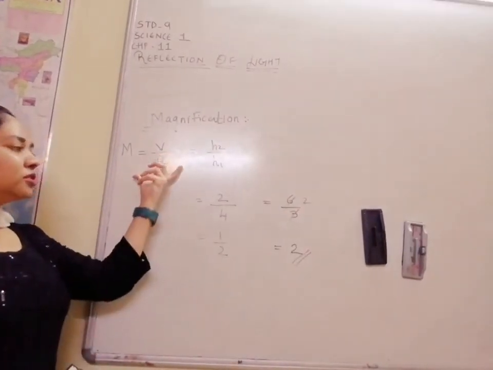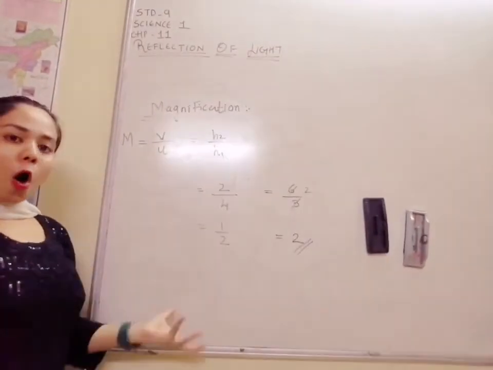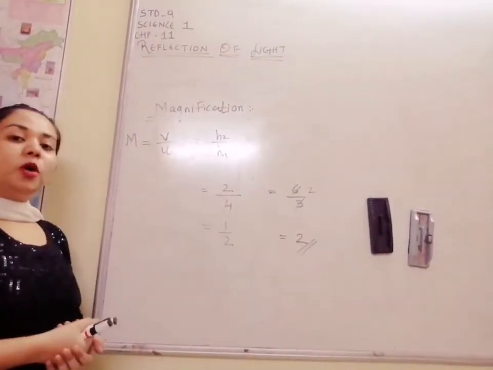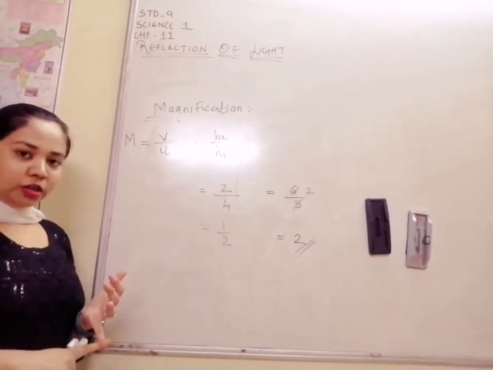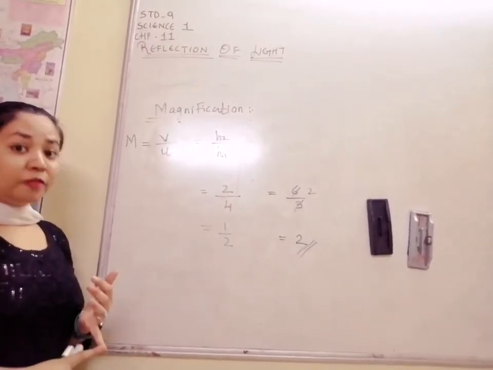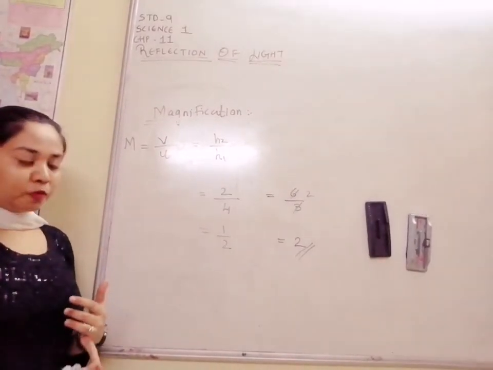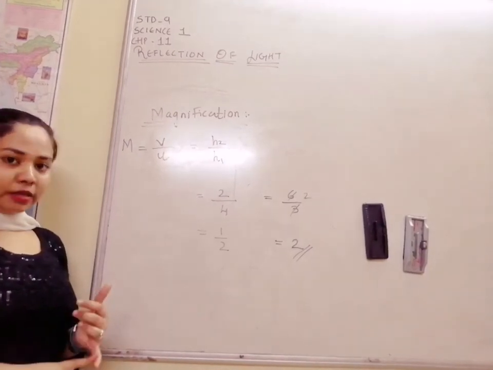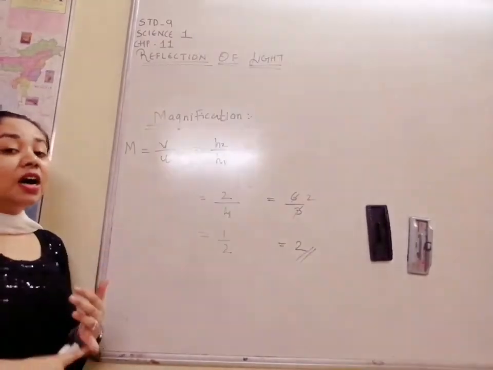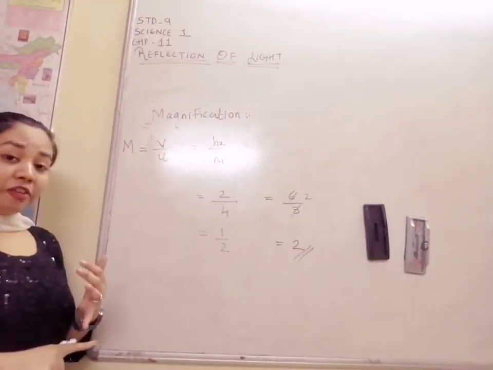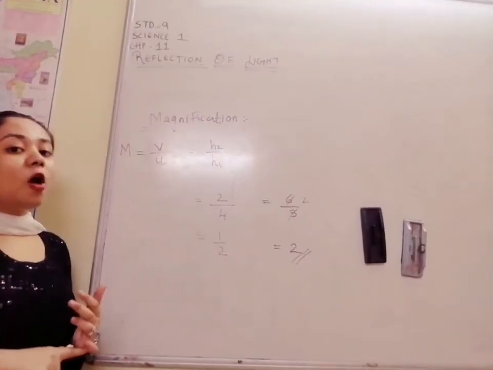It is image distance upon object distance, or height of the image upon height of the object. So in this chapter, what have we studied? We have studied reflection. What is reflection? The best example is a plane mirror, but we are not going to study plane mirrors. We studied spherical mirrors, concave and convex. We all know concave is a converging mirror, convex is a diverging mirror. Concave mirror has a negative focal length, convex mirror has a positive focal length.